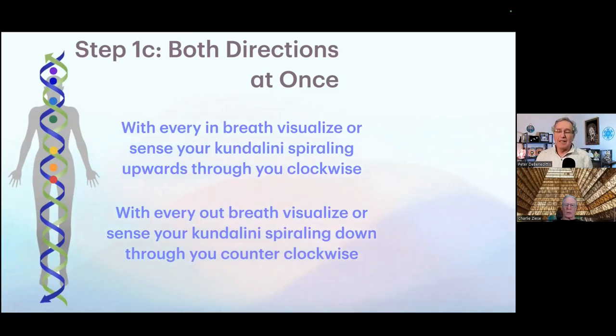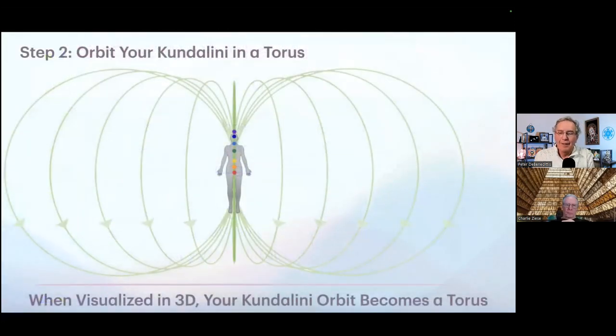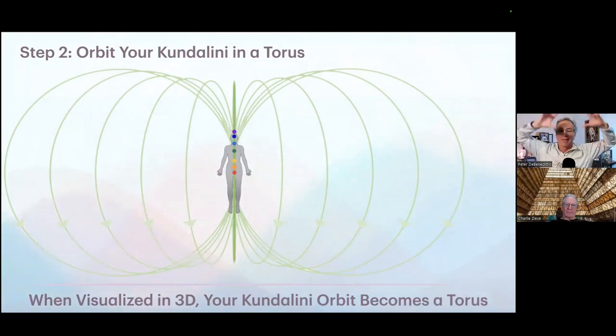And so you're just going to get to the point where you can hold in your awareness both spins in both directions, all right? So this is step one of these three steps here. Now, step two, get the kundalini into an orbit, and not just a two-dimensional orbit, but a whole torus around you. Get your kundalini orbiting that way.